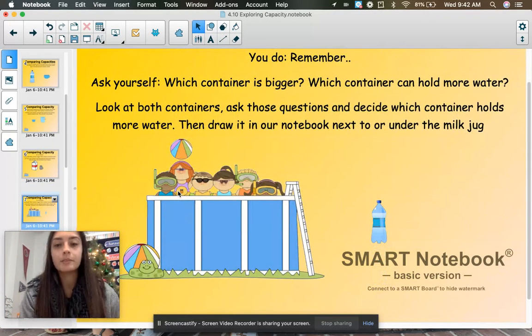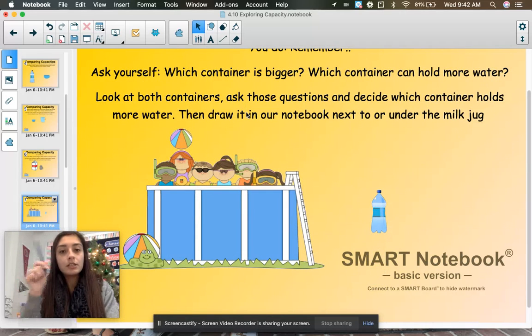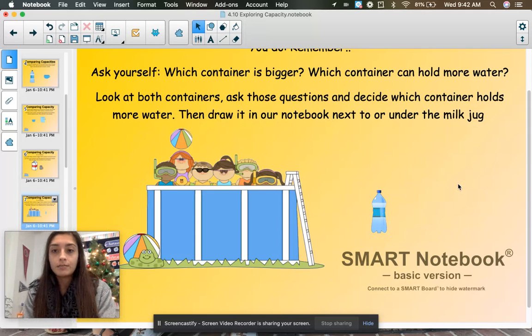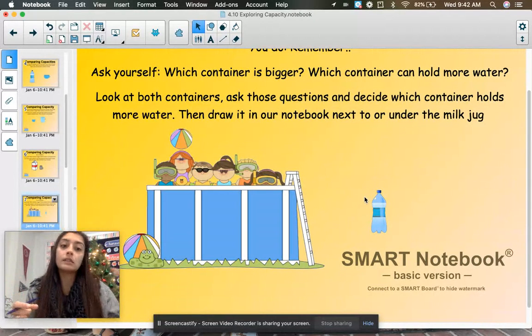It holds more water. Okay, so remember, ask yourself when you look at these two containers, which is bigger? Which can hold more water? Which one has more space to hold water? Look at both of these containers. We have a swimming pool and a bottle of water. Decide which one is bigger. Now decide which one can hold more water. Can a water bottle hold more water or a swimming pool? Which one can hold more?